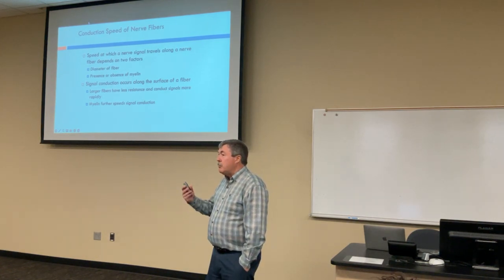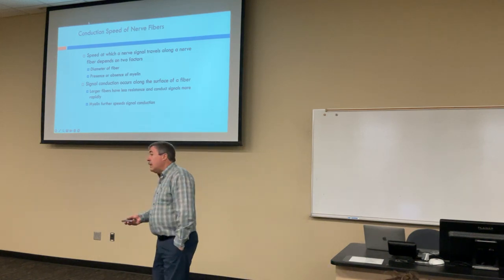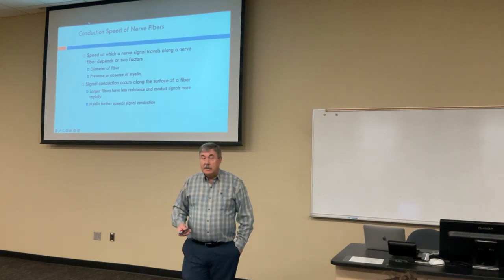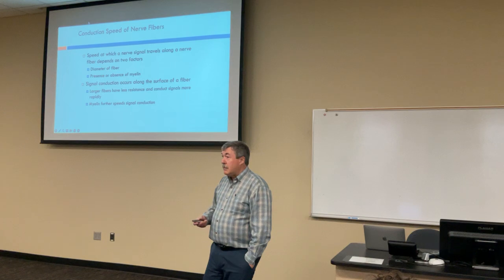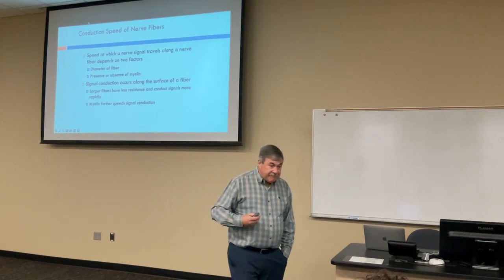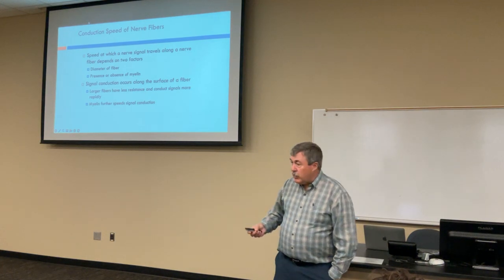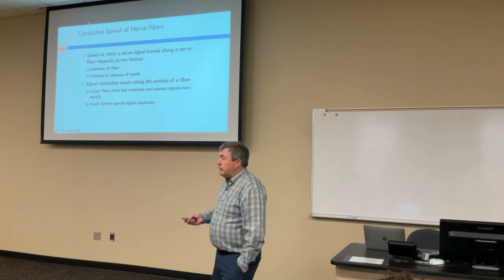In any event, both myelinated and unmyelinated axons actually conduct signals pretty fast. It's just a matter of milliseconds, not even seconds. So the speed at which signals are conducted is basically fast enough. It's fast enough for what we need to do.